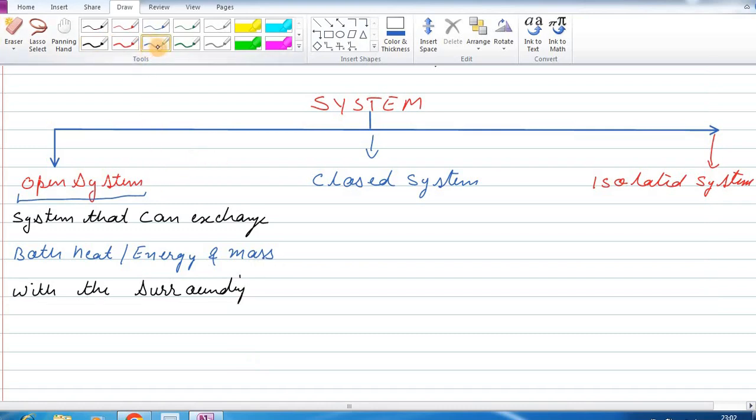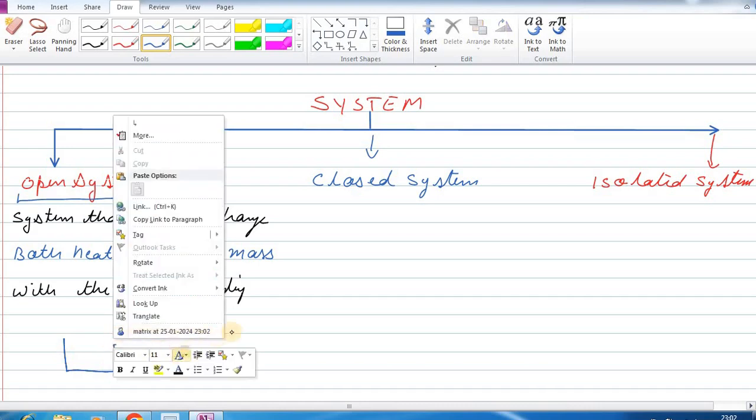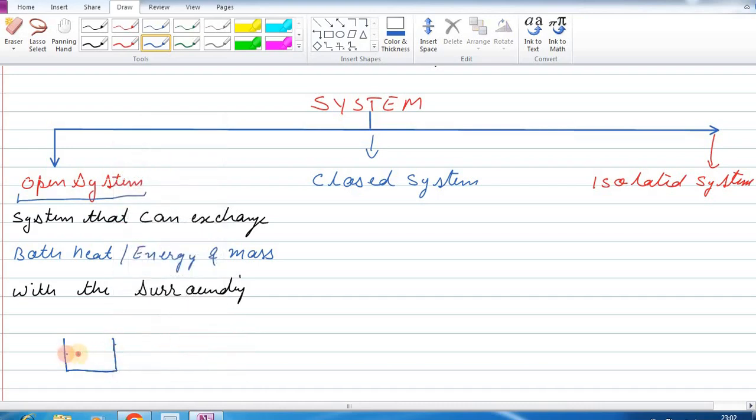So open systems are open in nature. For example, tea in an open cup. Suppose this is tea in an open cup, or you can say water in an open cup, or hot water in an open cup.